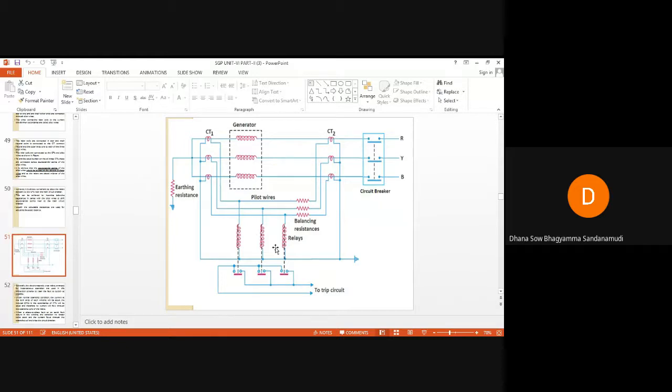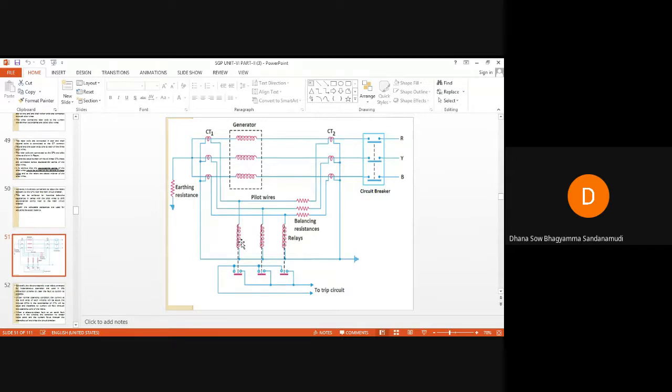The relay will operate only for those fault currents due to which there are chances of damage to the equipment which is to be protected. Even though fault current is there in the relay coils, the relay coil will be energized only when the fault current reaches the preset value. If it reaches the preset value, current will flow through this operating coil, the relay coil is energized, and hence the trip circuit is closed.